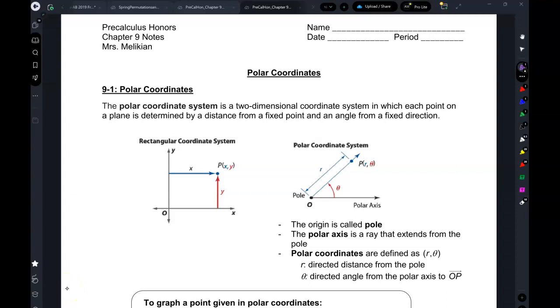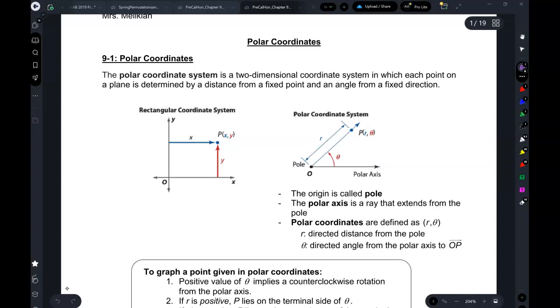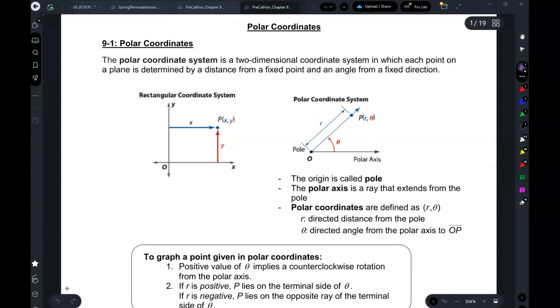Okay, so like I said, everything we've done until now has been on the rectangular coordinate system. So basically you have an x-axis and a y-axis, and they're perpendicular to each other, and everything we've graphed has been along that. So what is the rectangular coordinate system? It's basically a two-dimensional system that gives you a location.